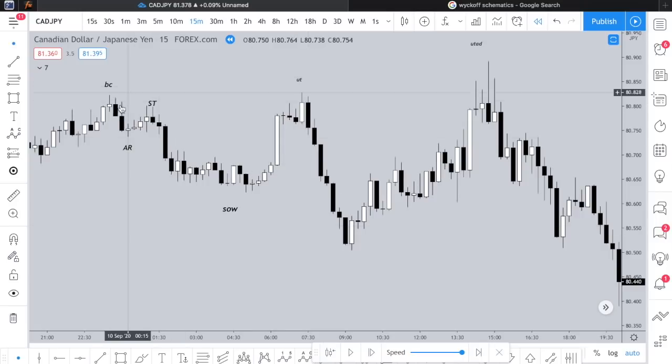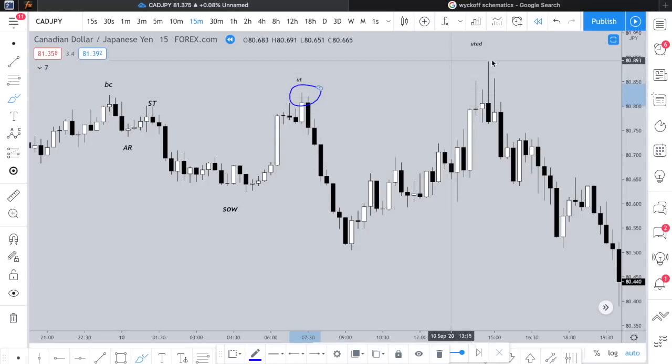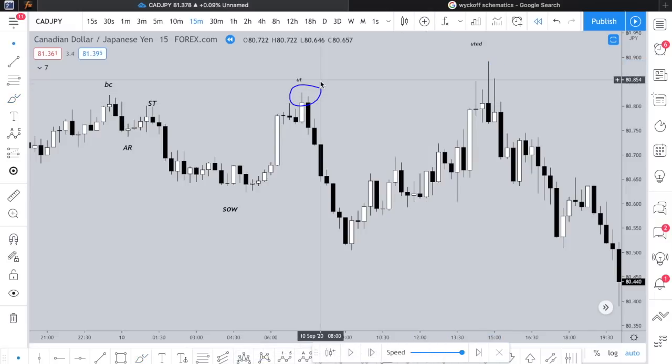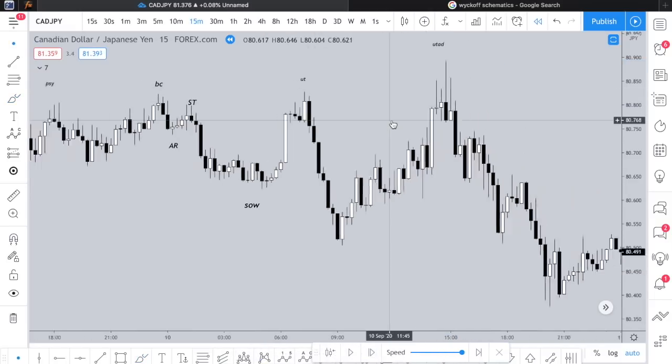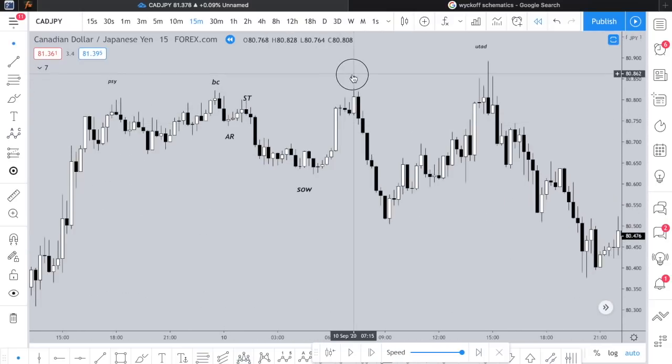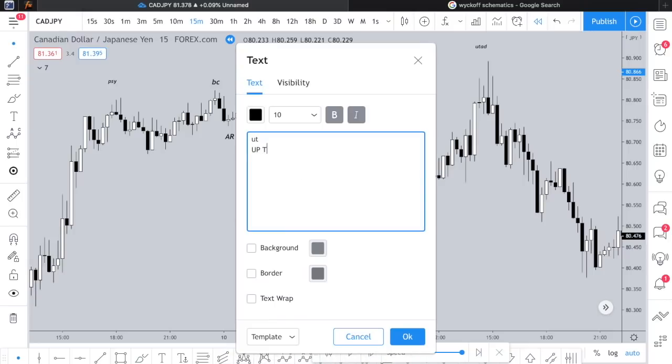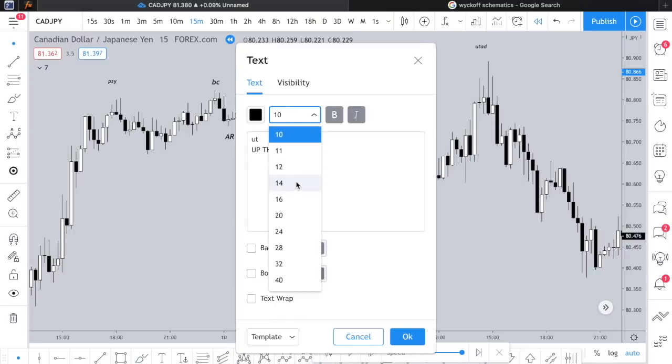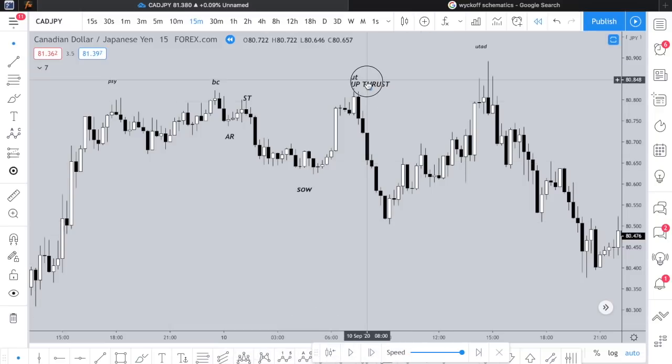Within a distribution, after forming that buyer's climax, we tend to see manipulation of the highs. We tend to see the market moving higher, reaching above the buyer's climax to, in a way, grab whatever liquidity that's over there to allow a smoother move for this market lower. The UT that forms after the buying climax stands for upthrust, and this in a way is simply the opposite of that secondary test in phase B.